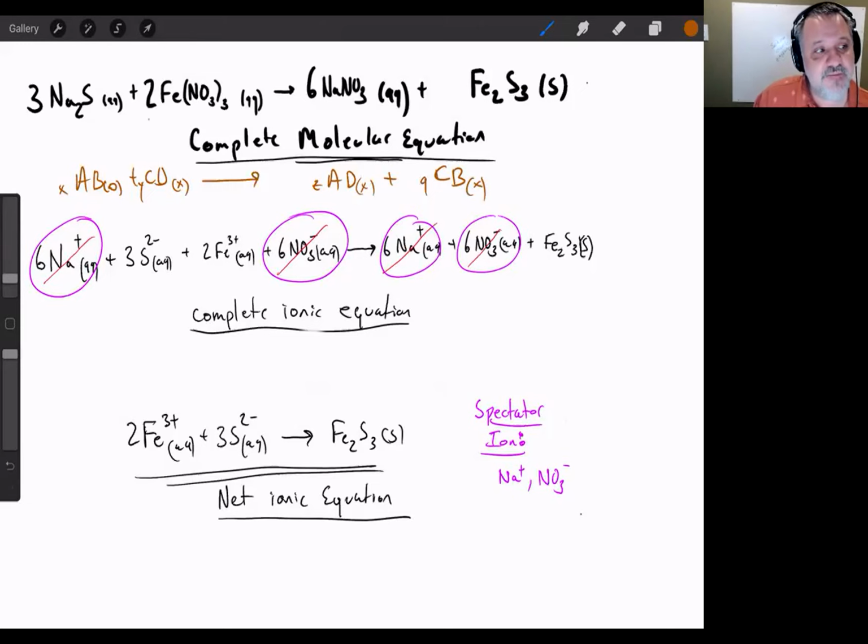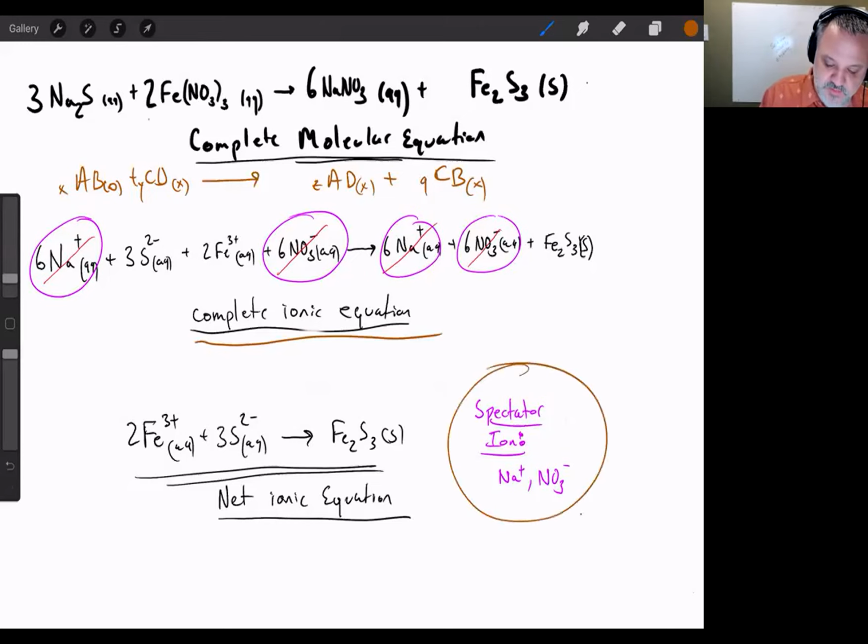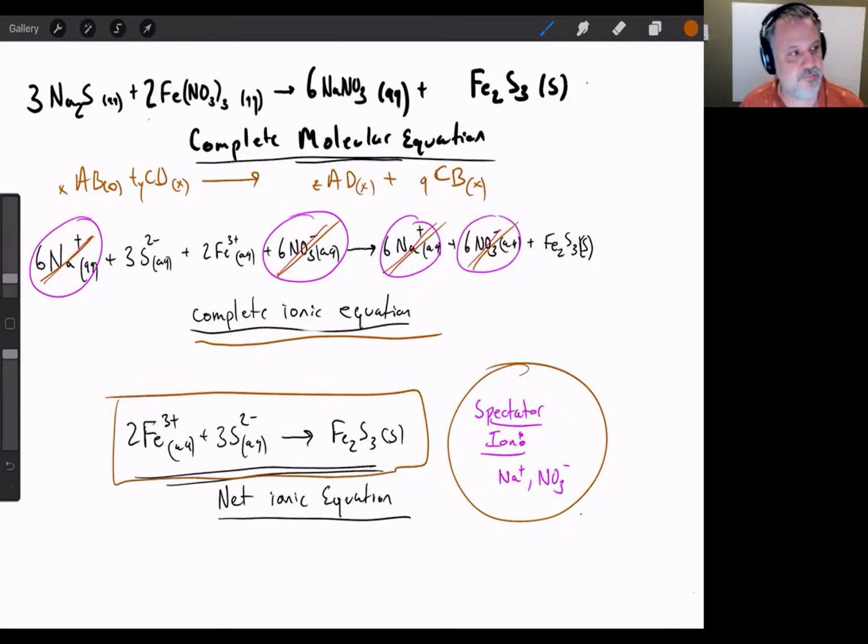Then once you have the complete molecular equation written down, you have to deconstruct it into a complete ionic equation. Then once you have the complete ionic equation written down, you have to be able to identify the spectator ions. In other words, cross out things that appear exactly the same way on both sides of the reaction, and then write down what's left to get the net ionic equation.